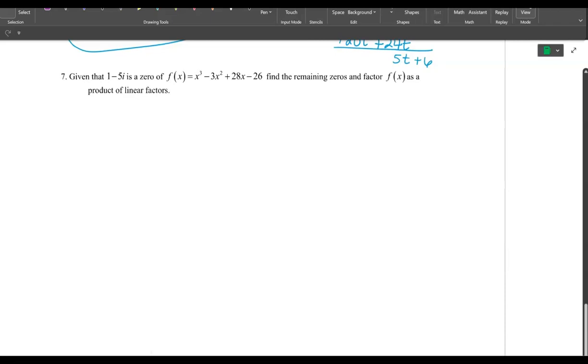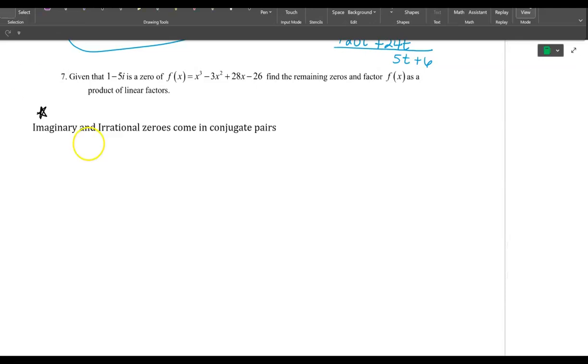For our last example, number 7, we are told that 1 minus 5i is a 0 of the polynomial, and we're being asked to find the remaining zeros and factors. What's important to know with number 7 is that imaginary and irrational zeros come in conjugate pairs. That means if 1 minus 5i is a 0, then 1 plus 5i must also be a 0. If 2 plus the square root of 3 is a 0, then 2 minus the square root of 3 is also a 0 of that polynomial. They told us that 1 minus 5i is a 0, so 1 plus 5i must also be a 0.